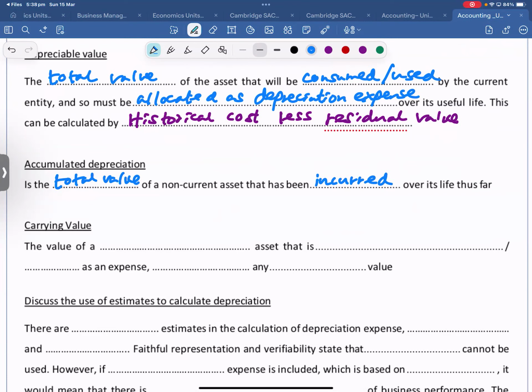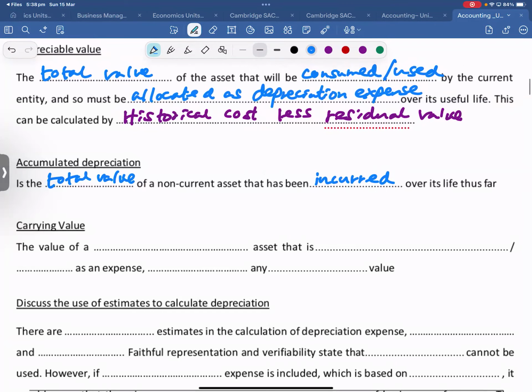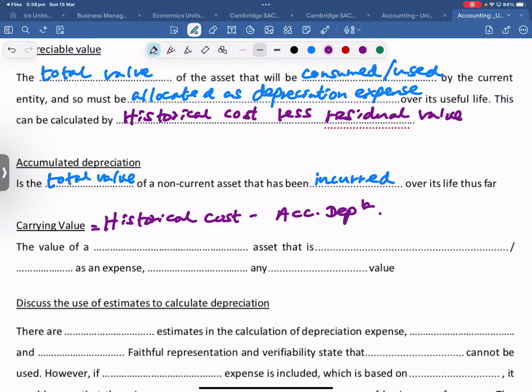Okay, guys, what is carrying value? Historical cost less. No, usually. Yes, historical cost. If you need the formula, that is historical cost, take away accumulated depreciation. Yes.